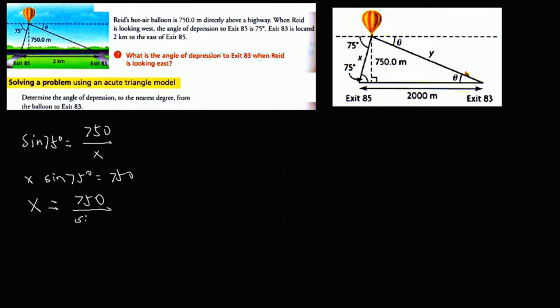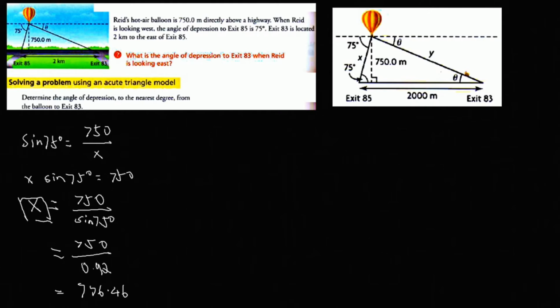So let's write down: sine 75 degrees equals opposite side over hypotenuse, 750 over X. Multiply both sides by X, so X times sine 75 degrees equals 750. Divide both sides by sine 75 degrees, so X equals 750 divided by sine 75 degrees. Sine 75 degrees is 0.97, so X equals 776.46 meters. So we know X.